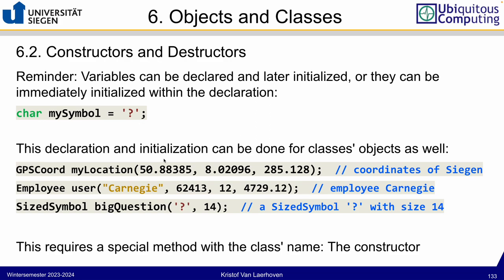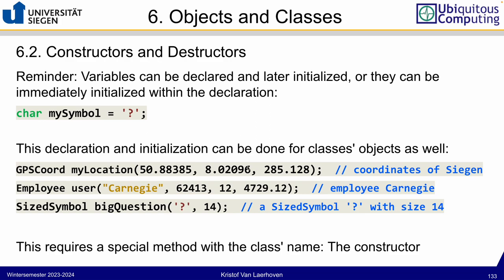Now we can do this in one go. We could say we create an object myLocation of the class GPS coordinates, and then between the braces we say this is the latitude, this is the longitude, and this is the elevation. And those are the coordinates of the city of Siegen. So that is the same as what we have over here. We have a new variable of the class GPS coordinate, which we call an object, and this object we immediately set to particular values.